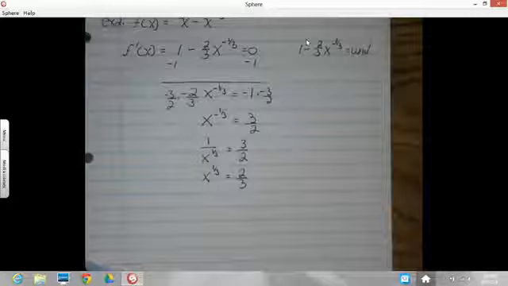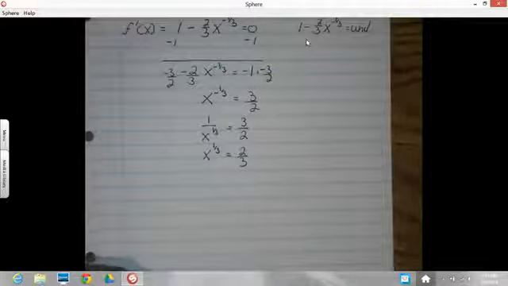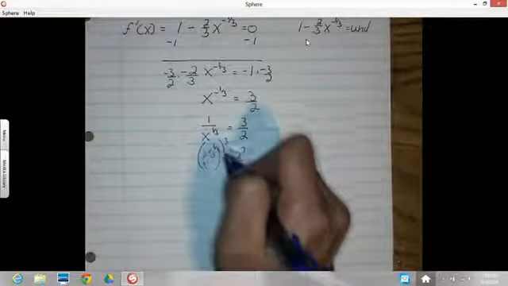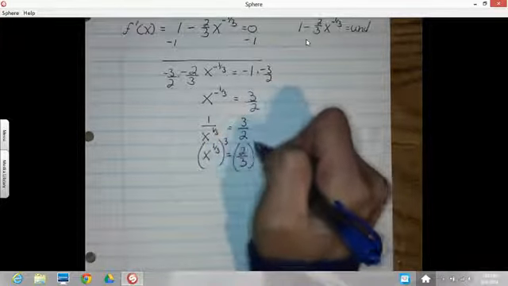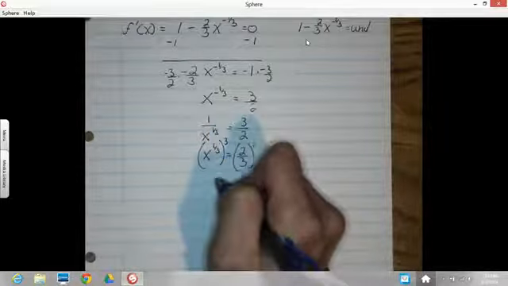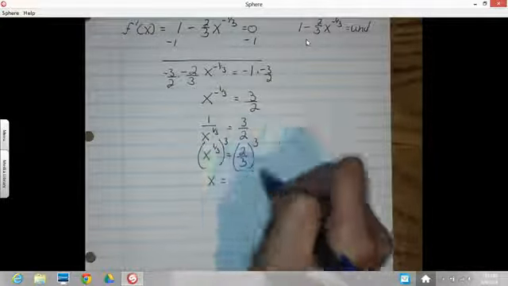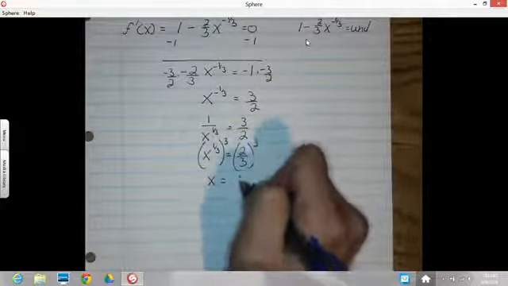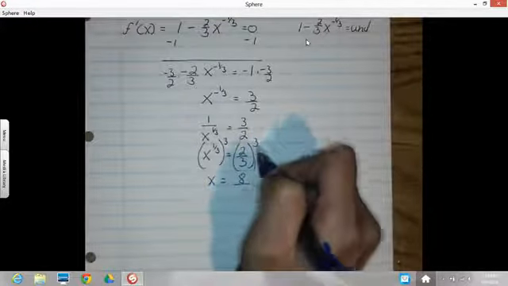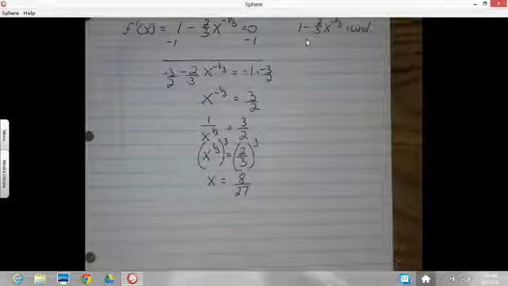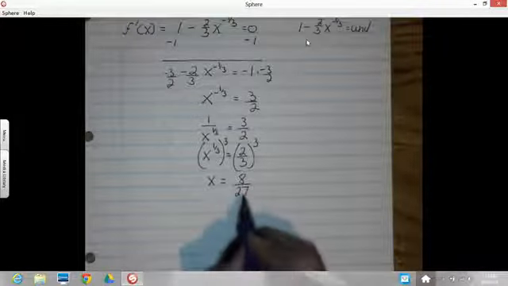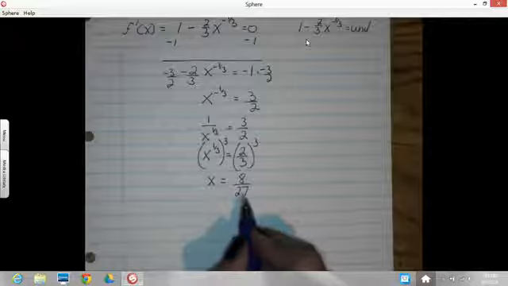Now I'm ready to solve for x. So what I'm going to do is raise both sides. If I raise this to the 3rd power, that's going to give me an exponent of 1 when I multiply. So I got to raise this side to the 3rd power. So that gives me x equals 2 cubed is 8, and 3 cubed is 27. 8/27. Okay, so I've got a critical point there, and it's the only one I've got where it equals 0.